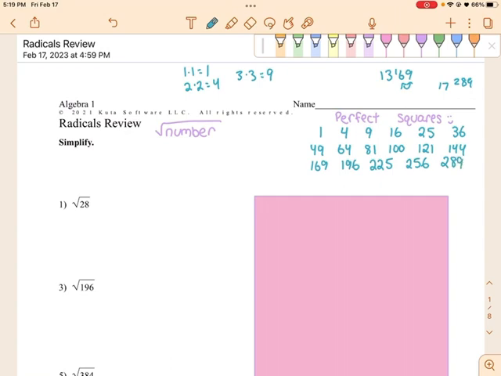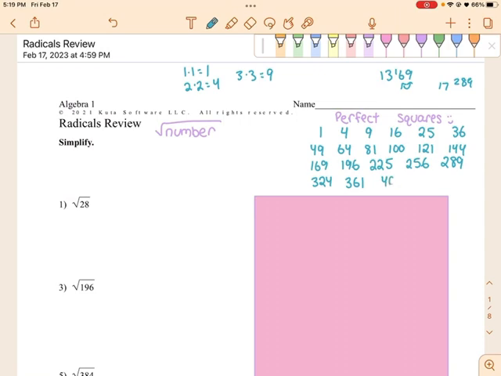18 times 18, I don't know how I remember this, but it's 324. And then 19 times 19 is the one that I usually forget. Let me just double check. I think it's 361, but just to be sure, yeah, 361. And then 20 times 20 is 400.